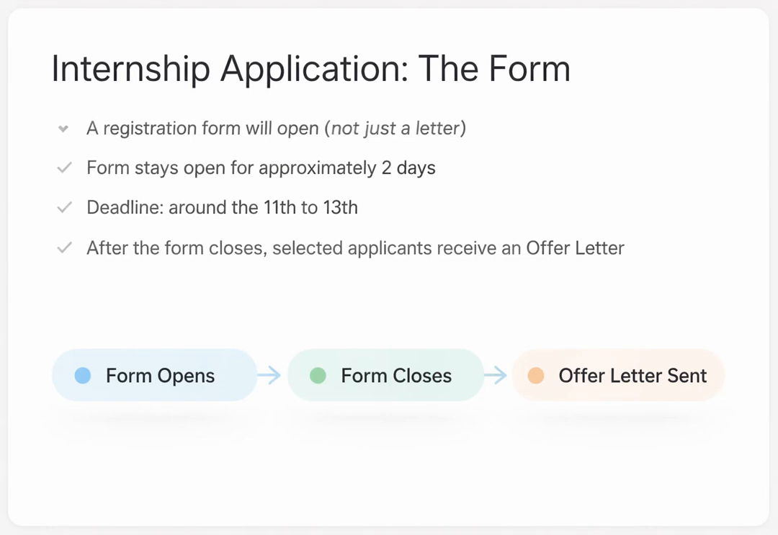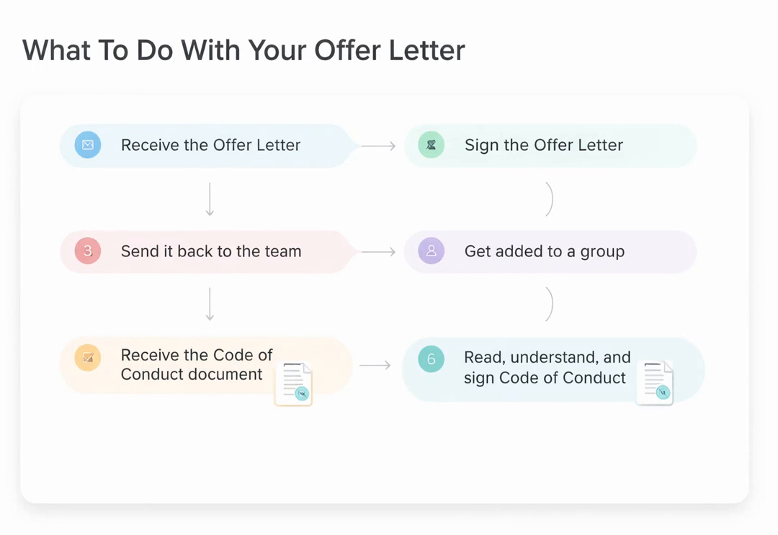So the process actually starts with a registration form, not just a letter. Once the form opens, you'll have roughly 2 days to fill it out, with the deadline falling somewhere around the 11th to the 13th. After the form closes, everyone who submitted it will receive an offer letter. Once you get the offer letter, your job is simple. Sign it and send it back.